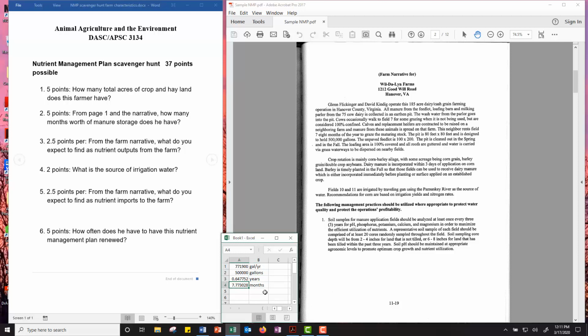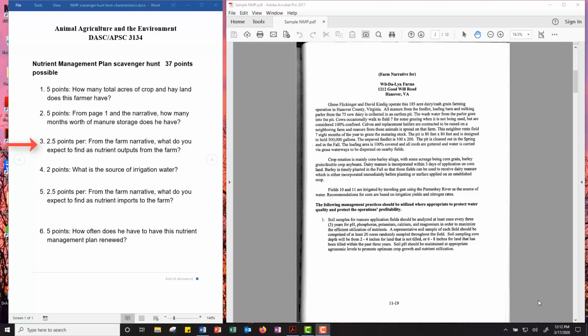So again, this is a really important metric on farms because they need to have enough storage to get through the winter, to get through any period of time that he can't apply manure. So this guy's got just shy of 8 months worth of storage. And the next question is, from the farm narrative, what do you expect to find as nutrient outputs from the farm? And that is specific to this farm.